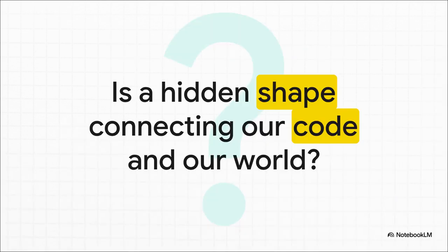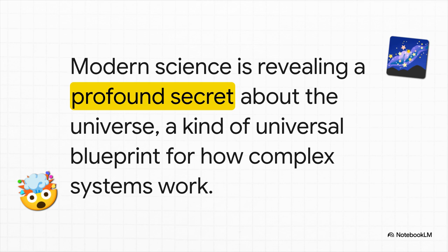So let's kick things off with a kinda wild thought. What if I told you that the logic that makes a computer program run follows the exact same rules as, say, a living thing trying to keep itself in balance? I mean, it sounds a little like science fiction, right? But what we're about to uncover is that this hidden connection is absolutely real. And this isn't just some random coincidence, not at all. It's pointing to something much, much bigger. A profound secret that modern science is really just starting to get its head around. We're talking about a kind of universal blueprint for how all complex systems tick.